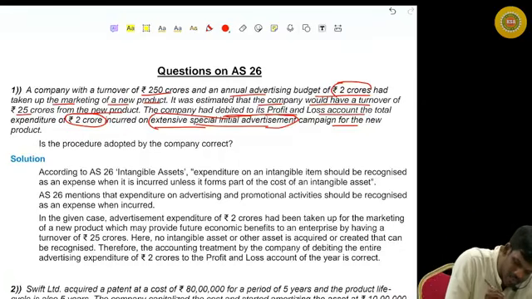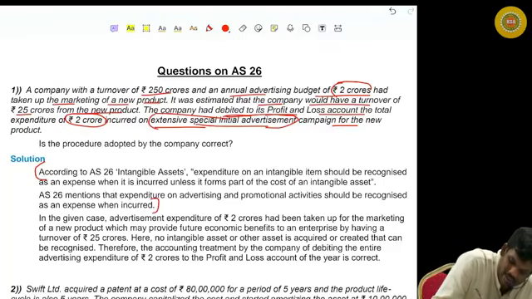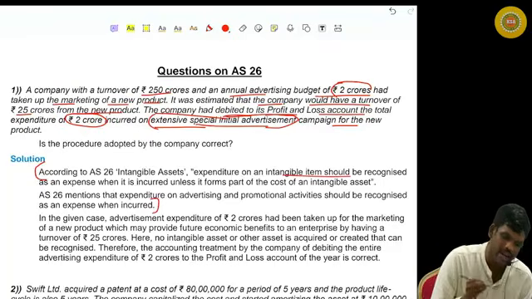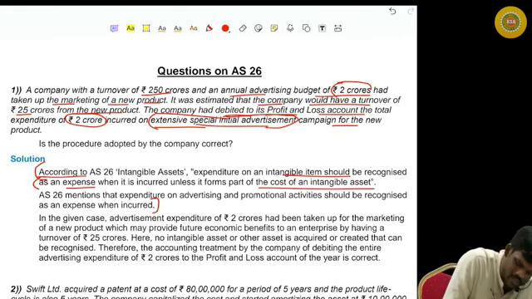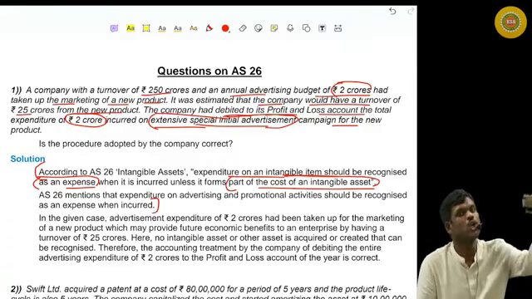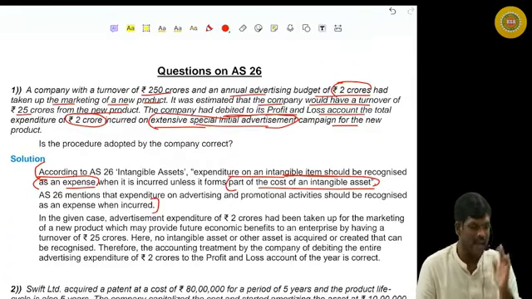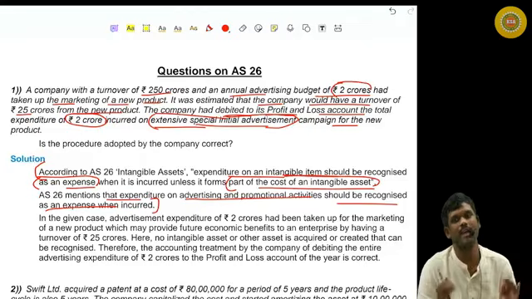First, write clearly the provision in the standard. See, he is trying to write first, according to AS26, expenditure incurred on an intangible item should be recognized as an expense unless it forms part of the cost of the intangible asset. So only if it is meeting the definition of an intangible asset, you can show it. Otherwise, you should keep it as an expense. And here they are telling AS26 clearly mentions that expenditure on advertisement and promotional activities should be recognized as an expense. It cannot be capitalized.